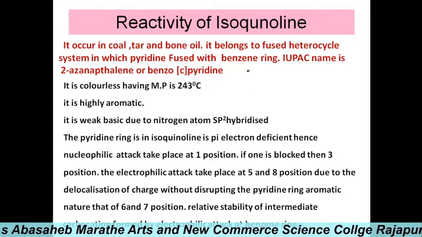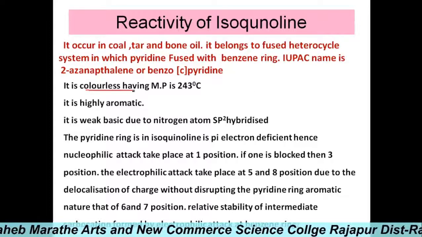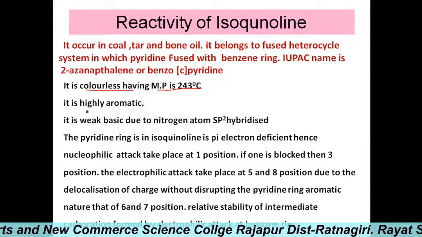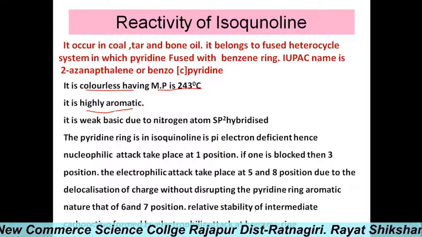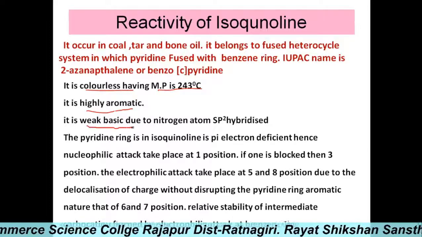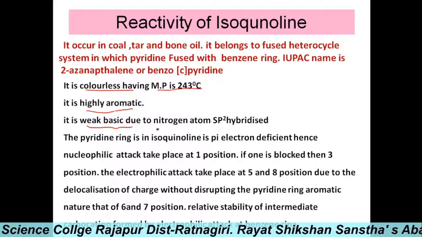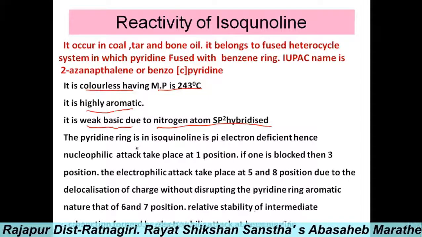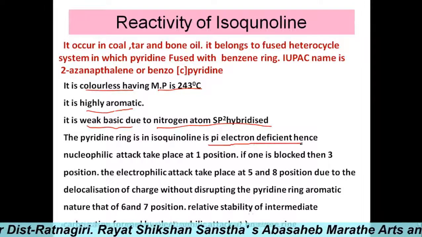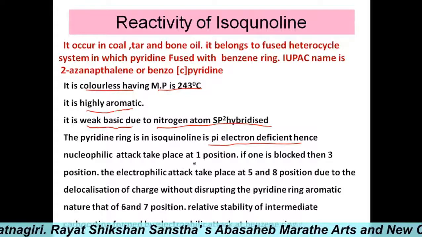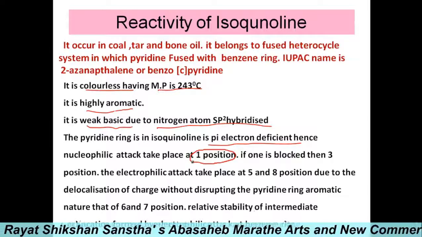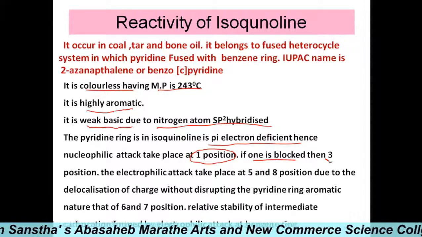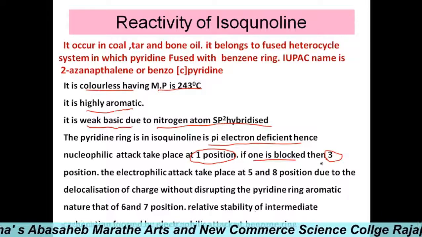It is colorless, with a melting point of 243 degrees centigrade. It is highly aromatic in nature. It is weakly basic because the nitrogen in the pyridine ring is sp2 hybridized. The pyridine ring of isoquinoline is pi electron deficient, and therefore nucleophilic attack takes place at the one position. If the one position is blocked, then nucleophilic attack takes place at the third position.